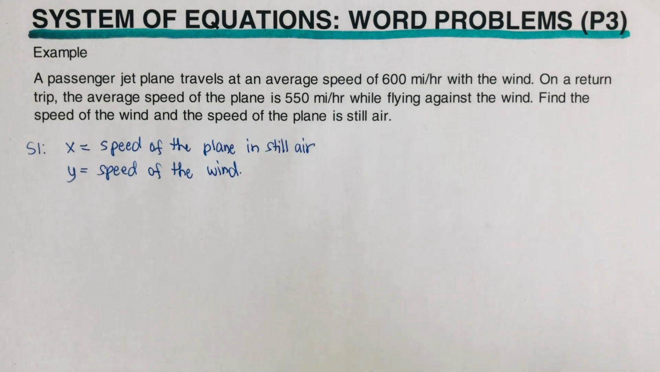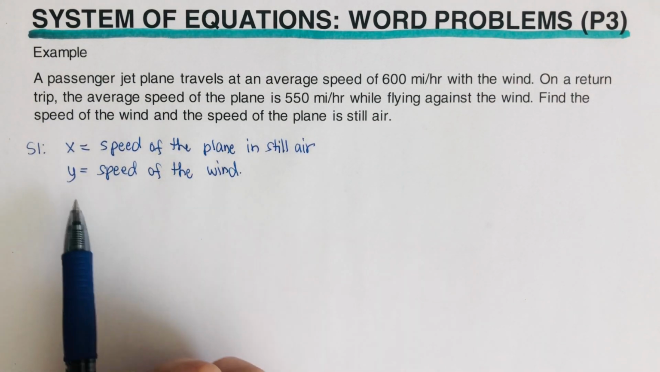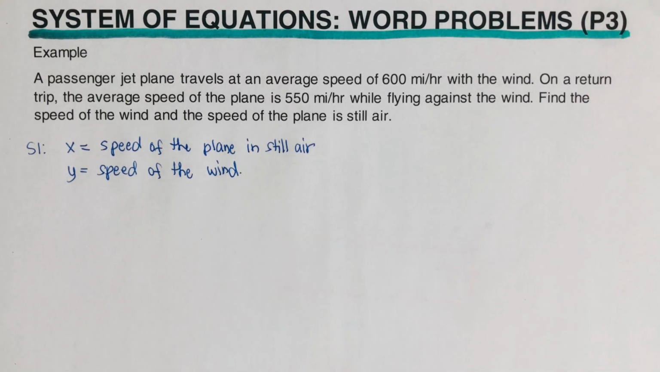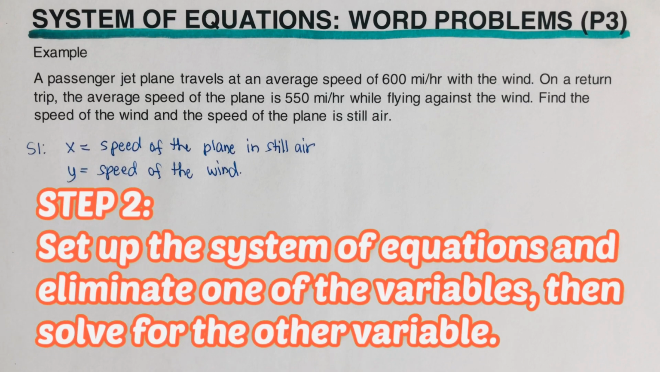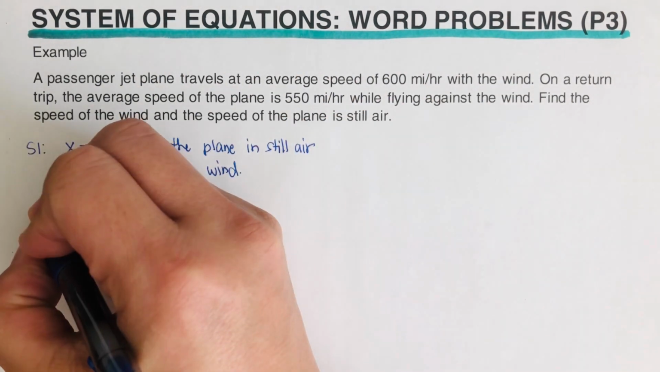Okay, so I've defined the variable. I let x equal to the speed of the plane in still air and y is the speed of the wind. Now let's move on to the second step. The second step is to set up the system of equation and eliminate one of the variables and solve for the other variable. So I'm just going to label this as step 2 right here.